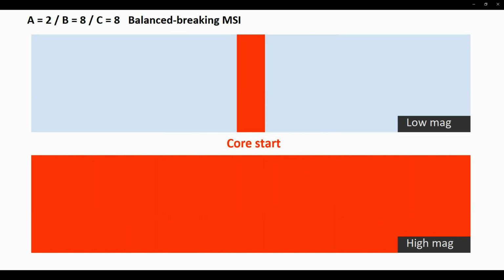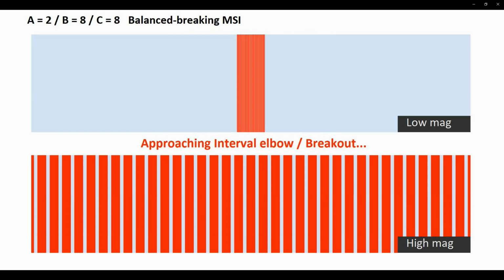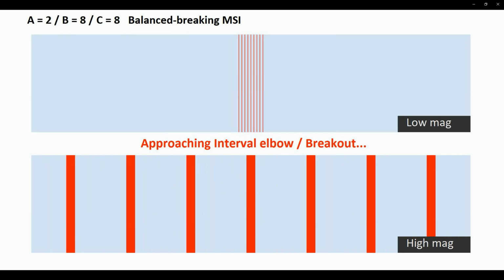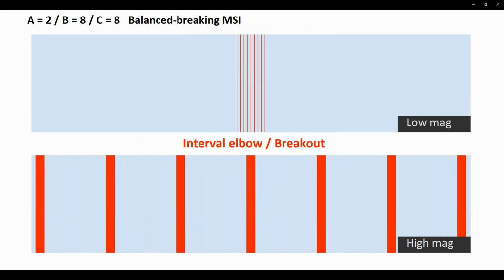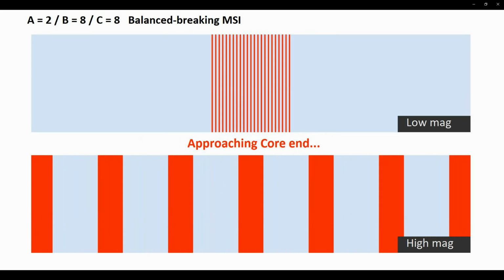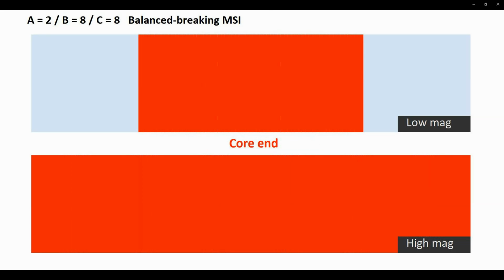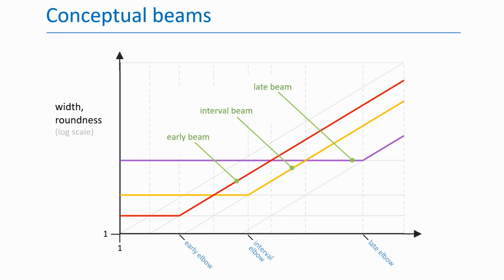In the balanced breaking case, the interval elbow and breakout occur in the same plane, so there are only two stages. The center stage is missing, which is the very stage where you see the difference between early and late breaking. In the first stage, the period grows while the stripe and array stay constant, and in the second stage, the stripe and array grow while the period remains constant. Let's move on to the next topic.